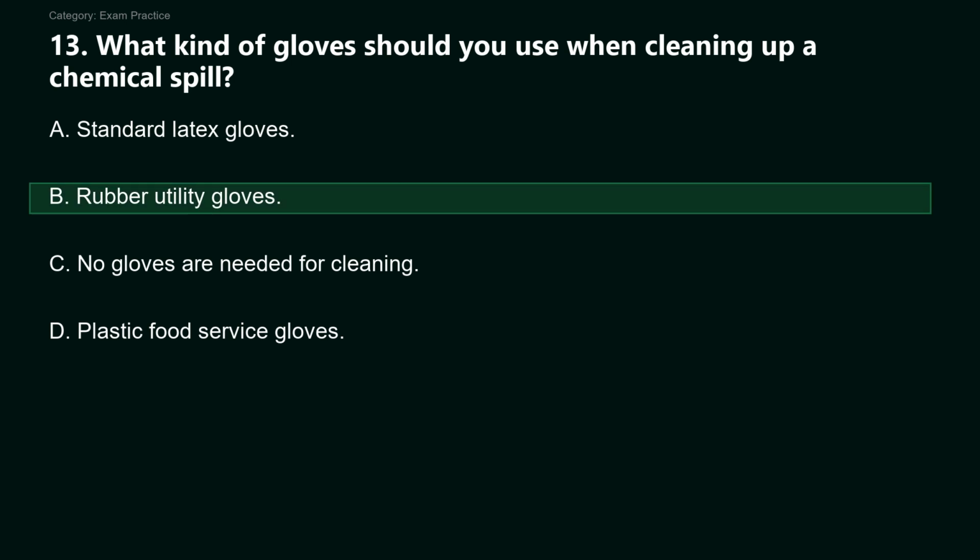The correct answer is option B. Rubber utility gloves. Utility gloves provide better protection against harsh cleaning chemicals.